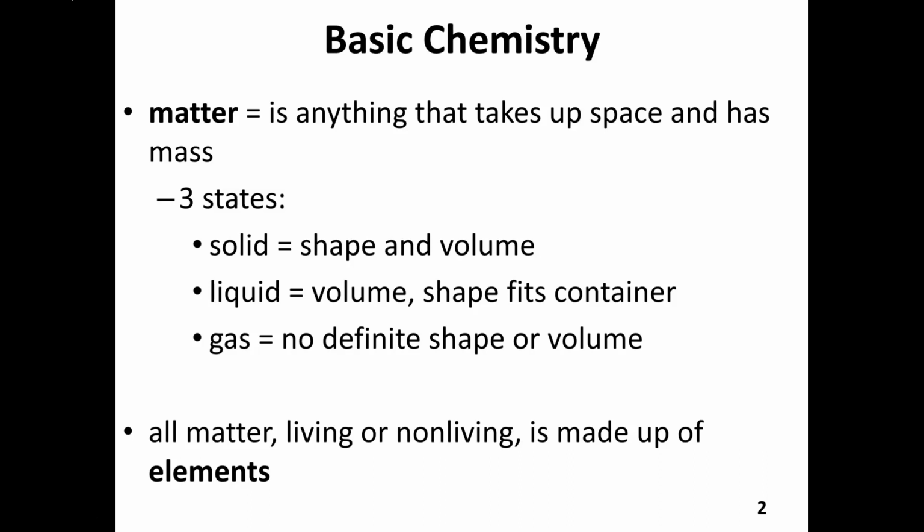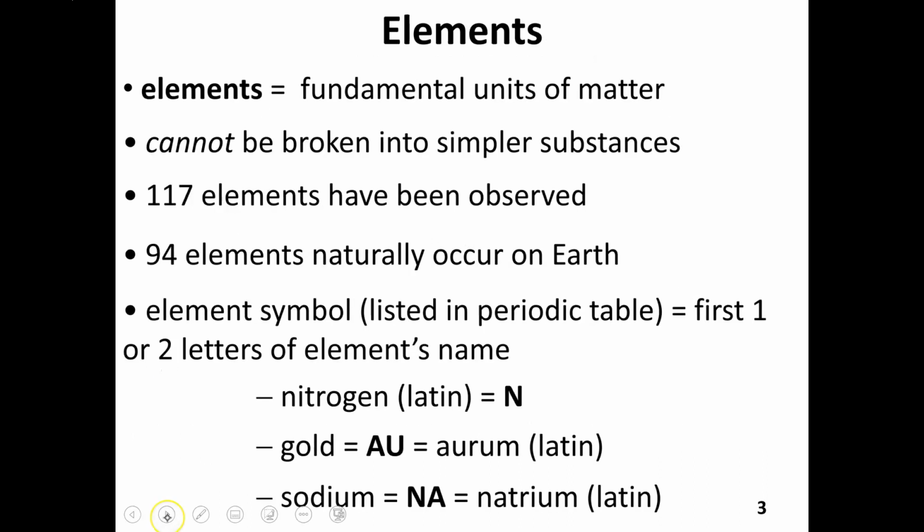And so matter, which makes up pretty much everything, is made up of elements. So what are elements then? Elements are the fundamental units of matter. Elements can't be broken into smaller substances. We have found 117 different elements. 94 of them are found on Earth.